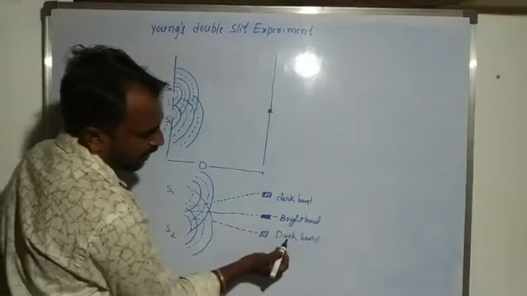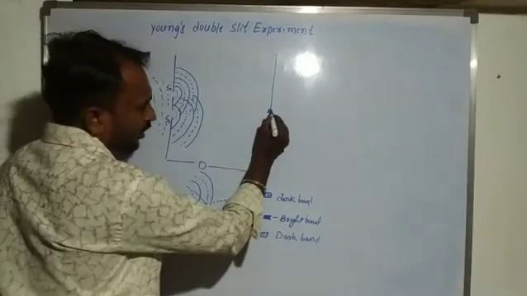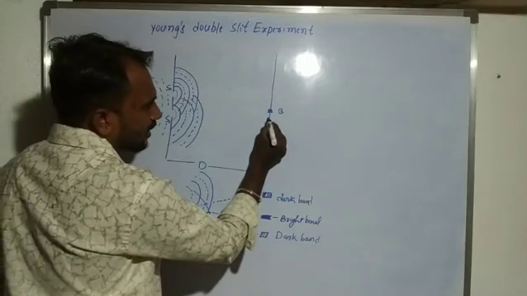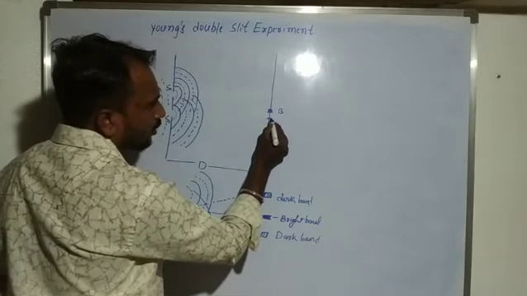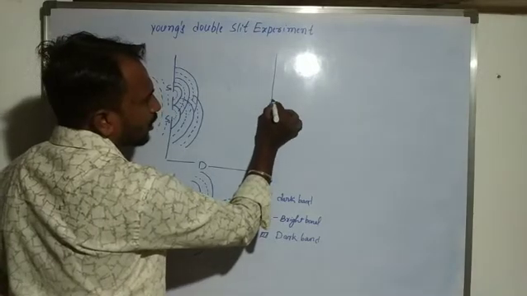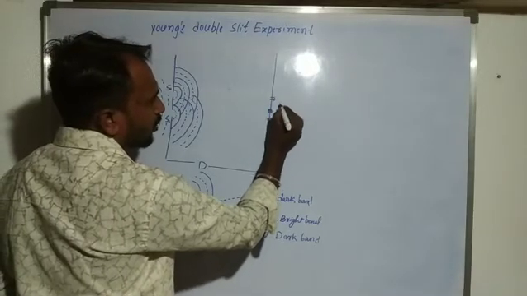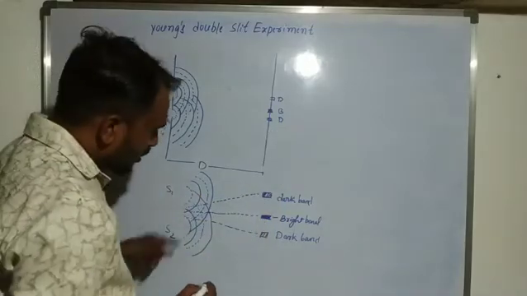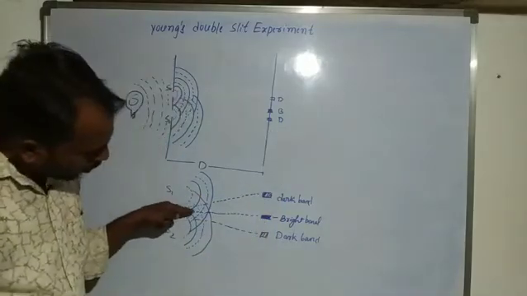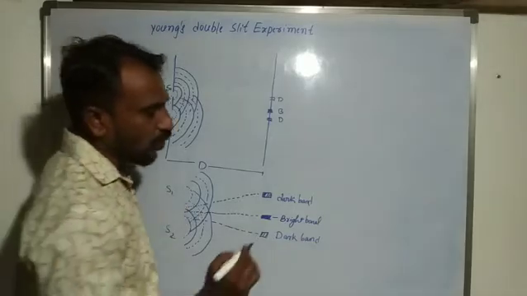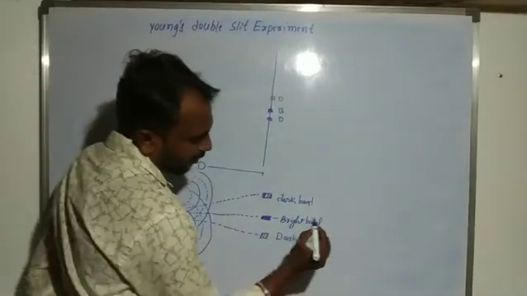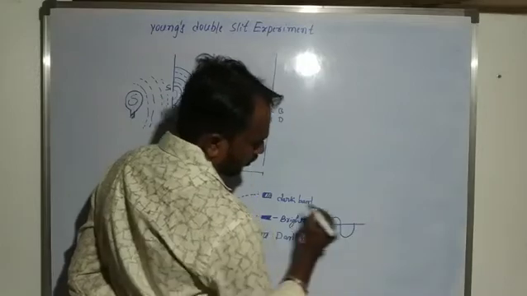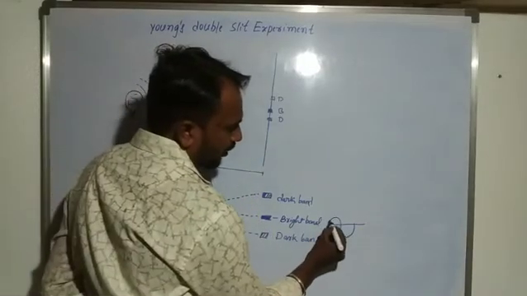So we have bright bands and dark bands. At the center we have a bright band, and afterwards a dark band. This one is dark and this is also dark. At the center a crest falls on a crest or a trough falls on a trough. For example, here this one is one wave and another wave.